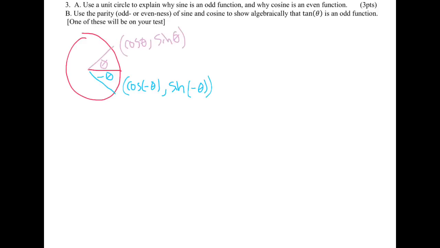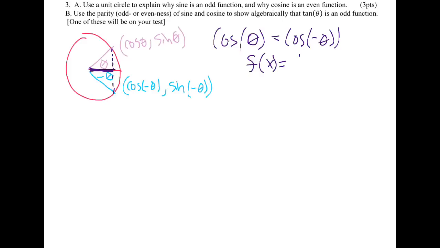But what do we know about these two x values? We know that they are the same, because if you think about the symmetry there, they share that base, those two triangles. Cosine is the adjacent side of that triangle, the x value. So we know that cosine of theta equals cosine of negative theta, which is basically saying f of x equals f of negative x, which is the definition of an even function.